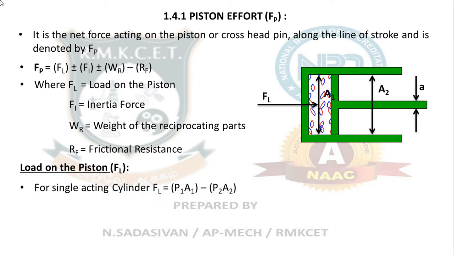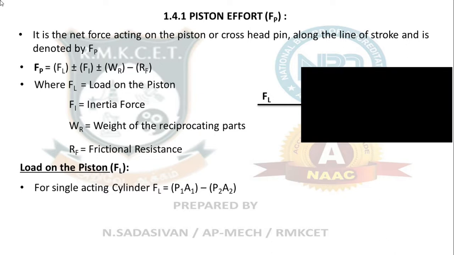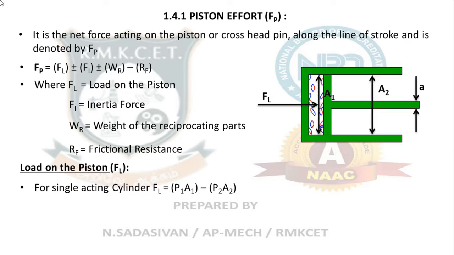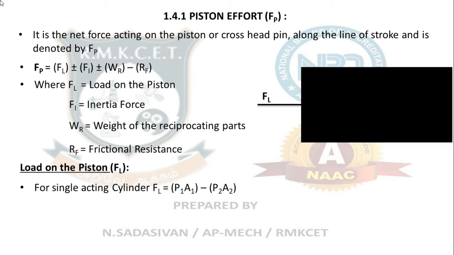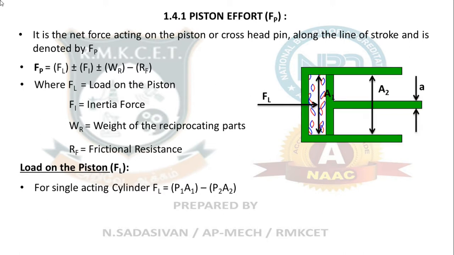So writing down the formula for a single acting cylinder: P1 A1 minus P2 A2, where P2 means some back pressure that is arising due to many other reasons. This is predominantly for a steam engine, there will be some back pressure. In IC engines this back pressure will be very negligible, but we are studying about steam engines. P1 A1 minus P2 A2 for a single acting cylinder, when steam is given on only one side of the piston.